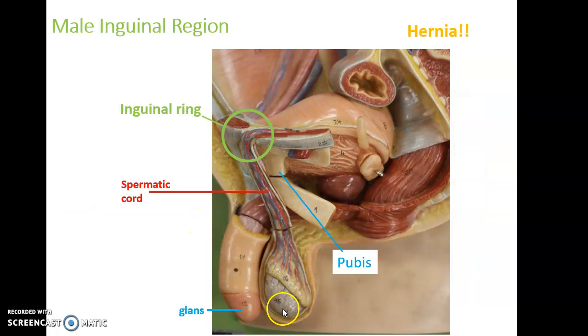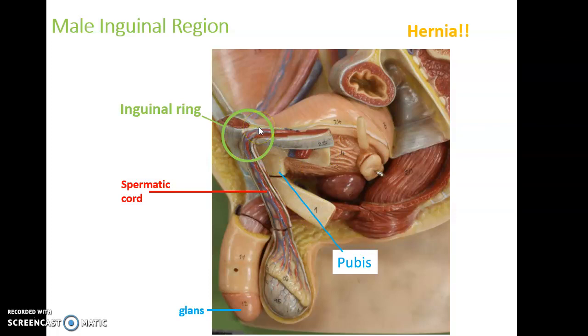So here is the testes, epididymis. Here is the spermatic cord. There's an opening called the inguinal ring that leads through the abdominal wall into the abdominal pelvic cavity. And here is the pubis bone, part of the os coxae. This is the pubis portion of the os coxae. So directly above that is where the inguinal ring is.